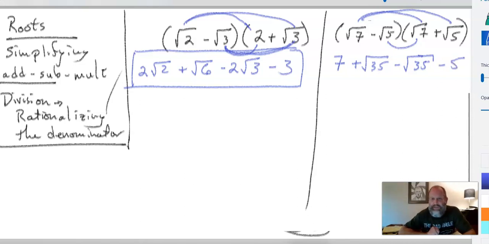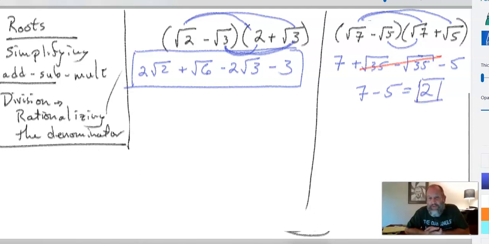And so you notice something here. That middle term, they kill each other, right? They're positive and negative of the exact same thing. And so all I'm left with here is 7 minus 5. And so what I just got was 2 for that particular answer. So some of these really simplify down quite a bit.